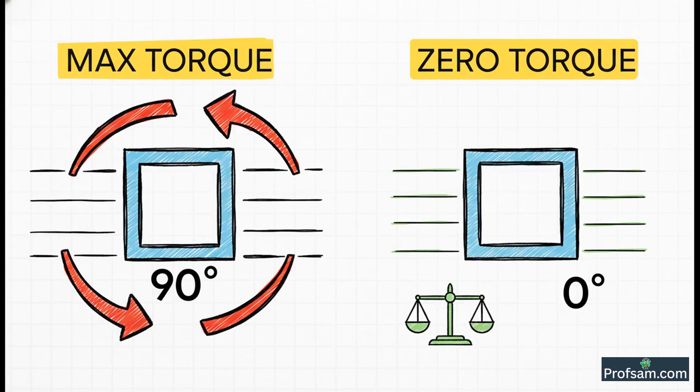As you can see from the formula, it's maximum when the loop's plane is parallel to the field, when theta is 90 degrees. It only becomes zero when the loop's plane is perpendicular to the field, when its magnetic moment, M, lines up perfectly with the B field. This is the position of stable equilibrium.